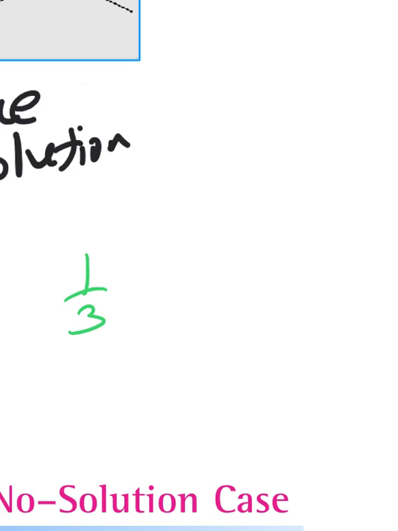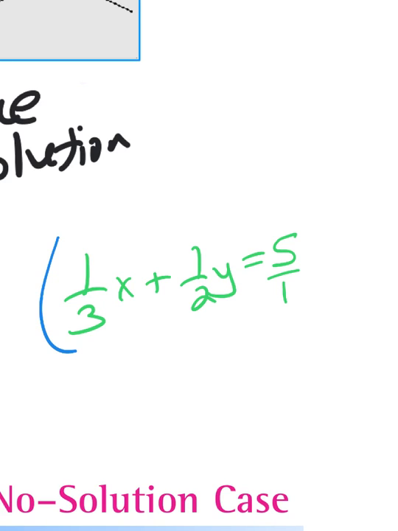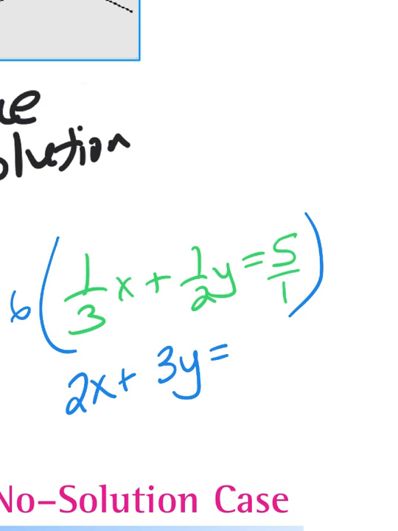Another thing. If we hate fractions, 1/3 x plus 1/2 y equals 5. What's 5 over 1? Some of us are like, oh my gosh, I don't want to use fractions. That's fine. Guys, get rid of the denominators. What's a common denominator between 3, 2, and 1? 6. So watch, if I were to multiply this whole thing by 6, what's 6 divided by 3? So this would be 2x plus what? Plus 3y equals 30. And now you have whole numbers.